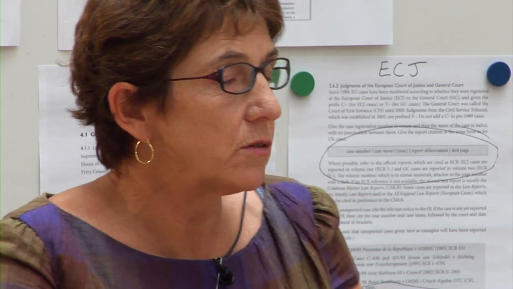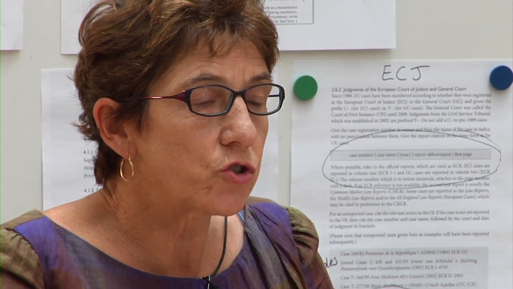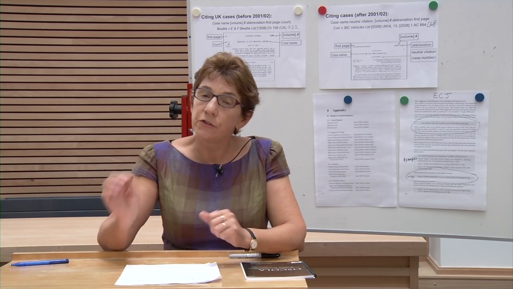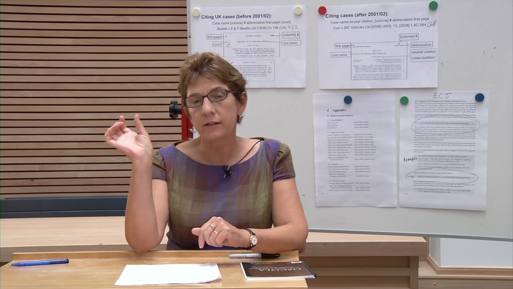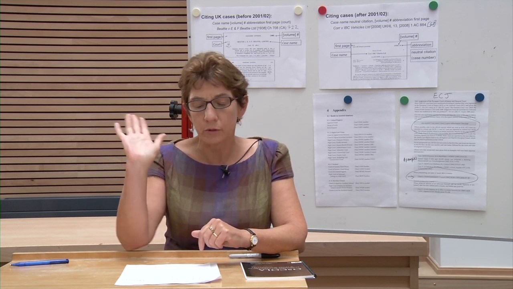Legislation is relatively simple. UK legislation, it's the short name of the Act and then the year. So for example, Human Rights Act 1998. If you're going to cite a particular section, you put a comma after the year and then an S with no punctuation, and then the number of the section, so S2 or something like that.